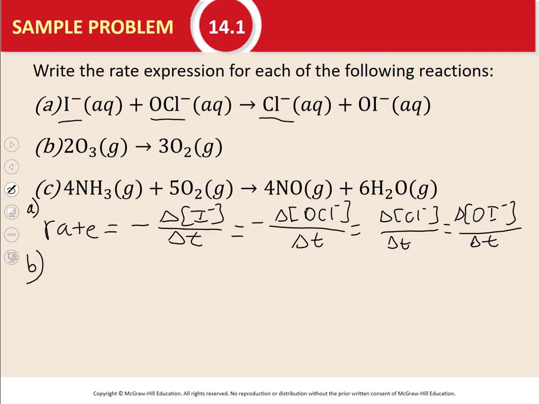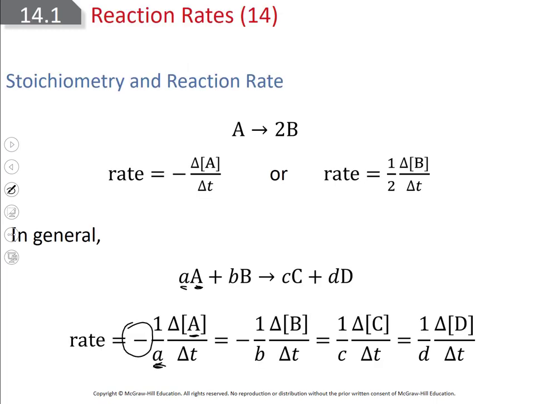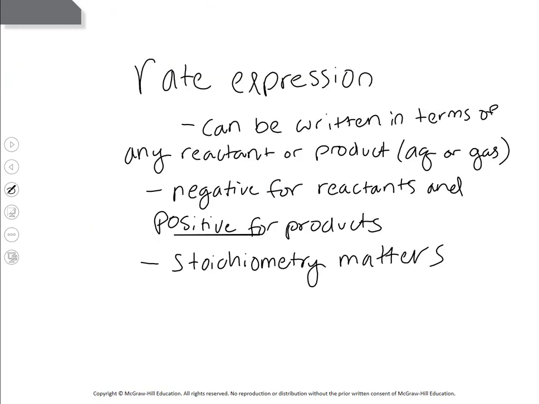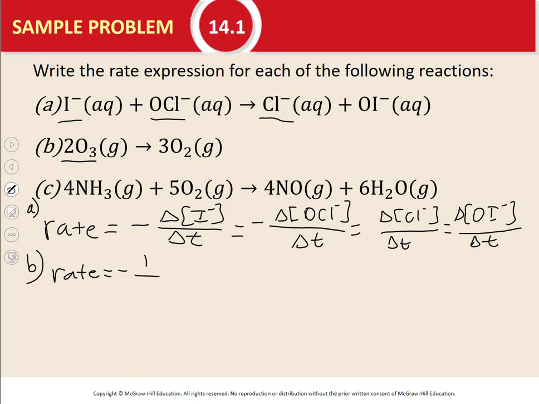So for B, in terms of ozone, O3, first of all, positive or negative? Good, negative because it's a reactant. Is there going to be a fraction in front? Is it 2 or 1 over 2? Good, back to our equation here. It's 1 over the coefficient, so it's going to be 1 over 2. And then change in concentration of ozone over change in time.